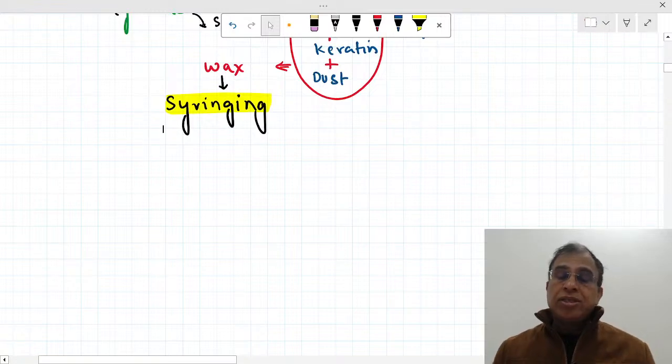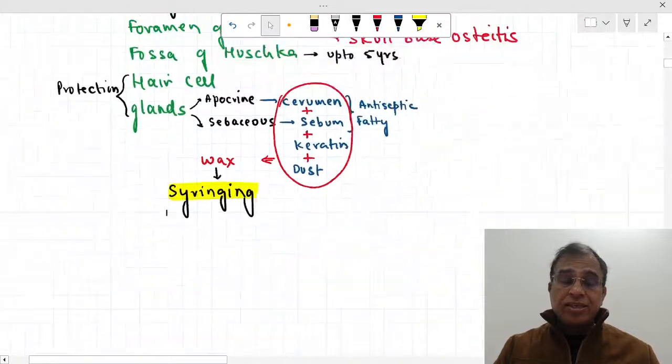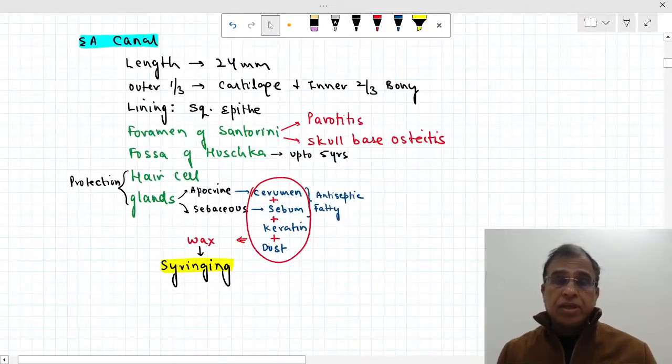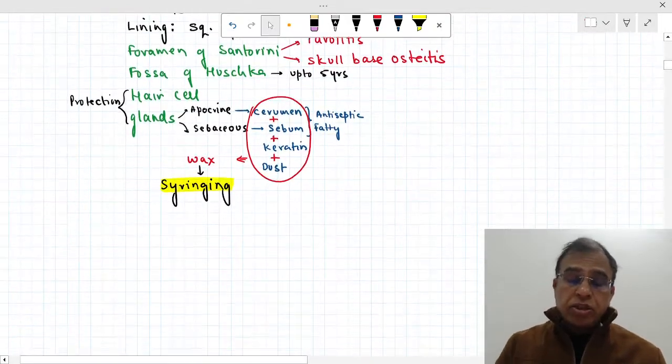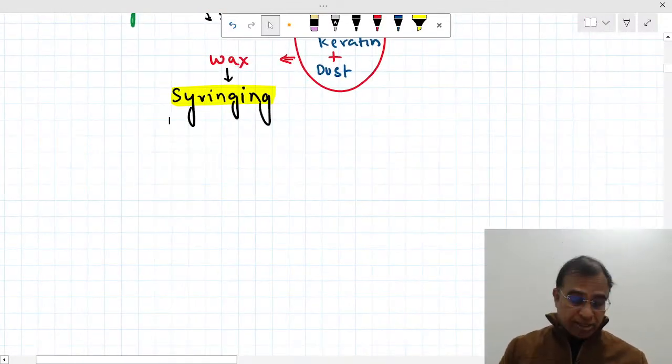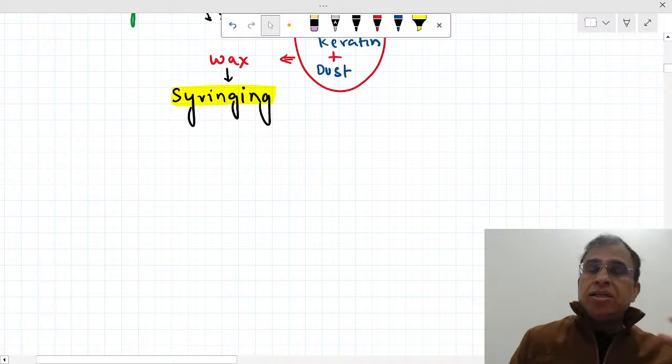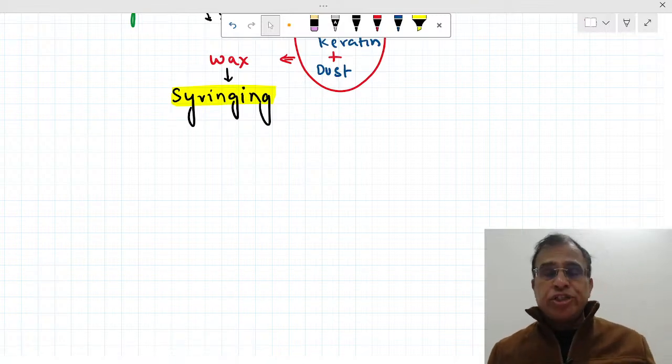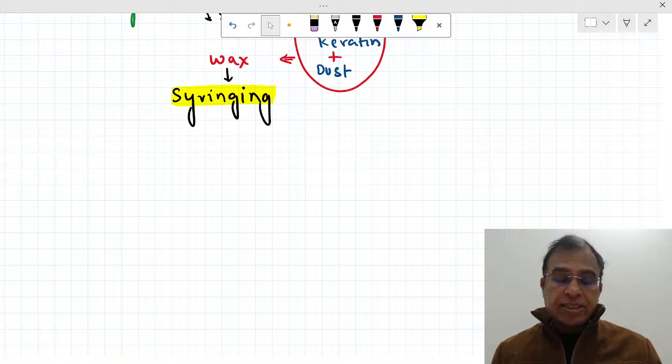Okay, now syringing, there are 3 questions. Very important. Now this part is in external ear. Since we started the external ear anatomy, this is going to be your most important point from where questions are likely to be asked about syringing. Syringing is not anatomy, it's a procedure, but still we'll discuss the syringing.